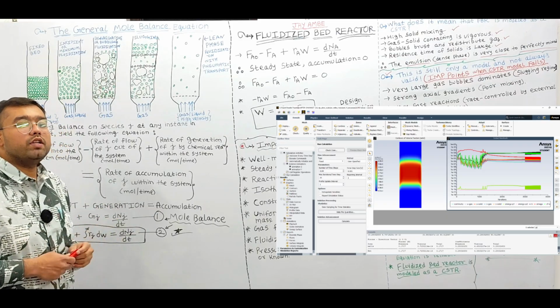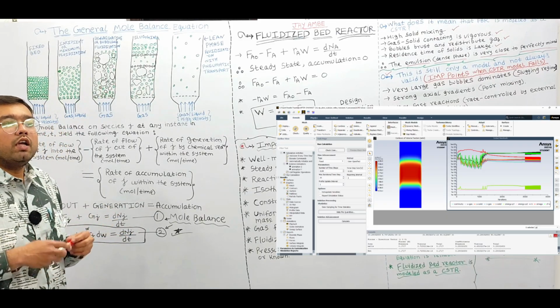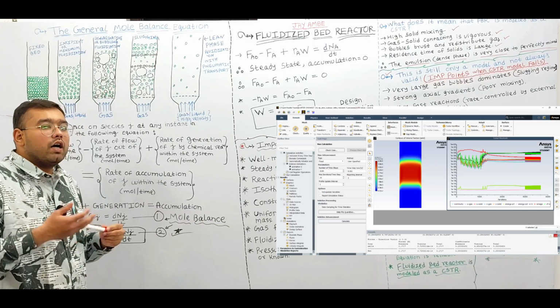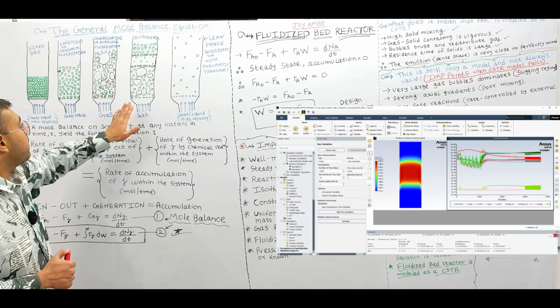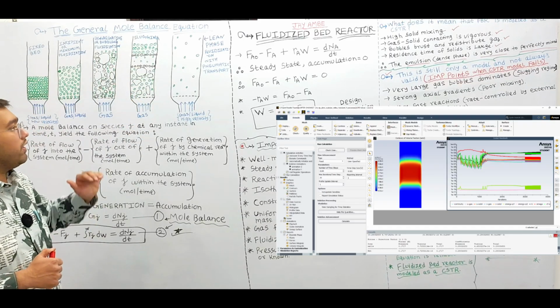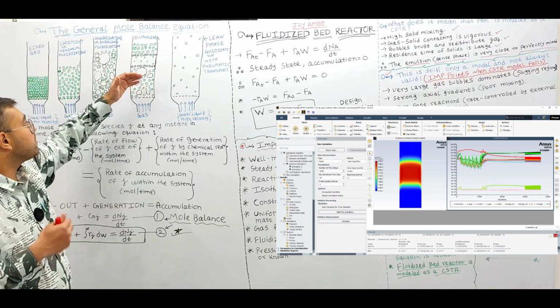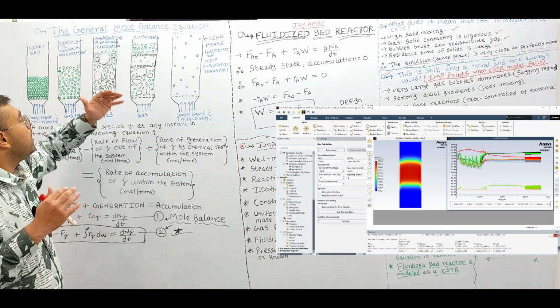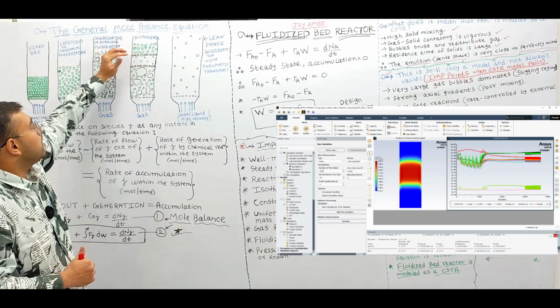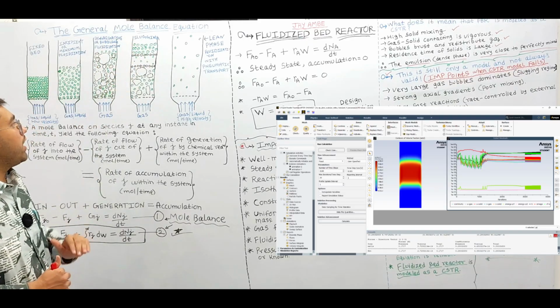So slugging regime means a certain specific set of conditions or operating parameters under which a fluidized bed reactor will behave in a slugging manner. Slugging means the formation of a very large bubble which separates the catalyst bed on the upward side as well as the below side.